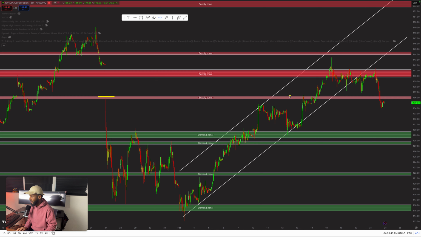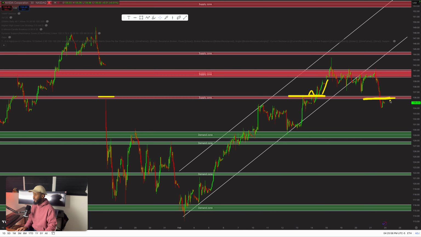We have this level right here at 136 where NVIDIA broke out of. We can see we broke out of this level, we came back, we retested it, we were able to hold it and continue higher. And then now we can see we are losing this level right here.